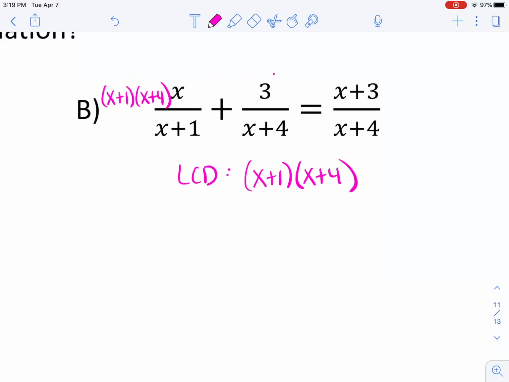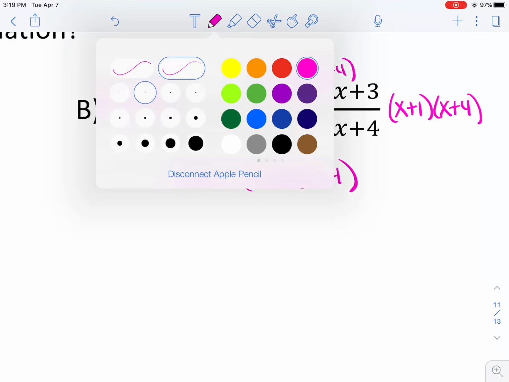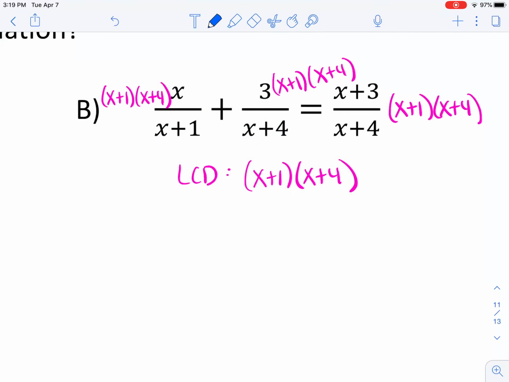I'm going to multiply it by 3 over x plus 4. And I'm going to multiply the right-hand side, x plus 3 over x plus 4. Nice things happen here. We can cancel out the x plus 1s on that first part, so all we're left with is x plus 4 times x. On the second part, the x plus 4s cancel, so we have just 3 times x plus 1. And on the right-hand side, the x plus 4s cancel, so we have x plus 3 times x plus 1.